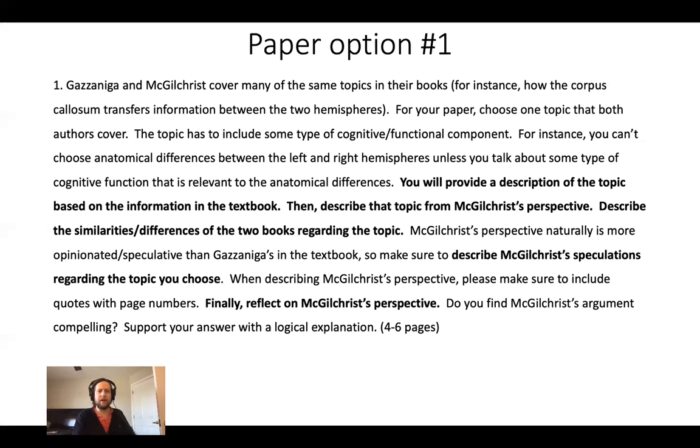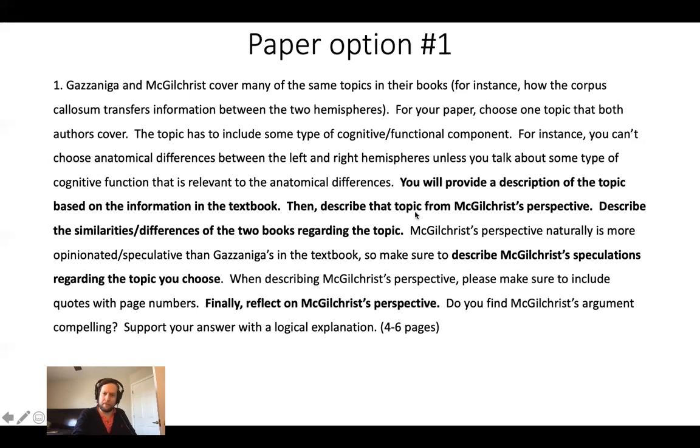And then the next paragraph would be this first bold thing. You provide a description of the topic based on what's in the Gazzaniga textbook. So in the very first paragraph, you just say, this is my topic, this is a term that's related to that topic, and here's how it's defined. Just whatever you need to say in that first paragraph to set the stage and give the basic introduction to what you're going to be talking about. Then in the next paragraph, you talk in a little more detail about what the textbook, Gazzaniga, says about this topic. That would be your second paragraph.